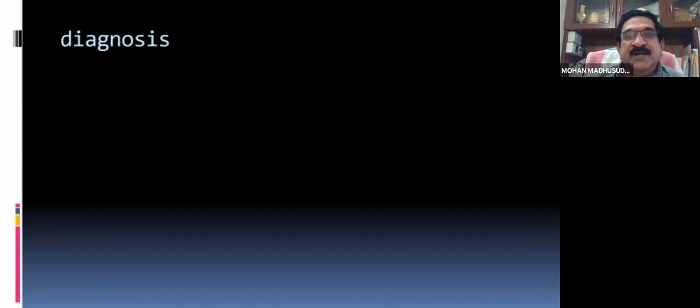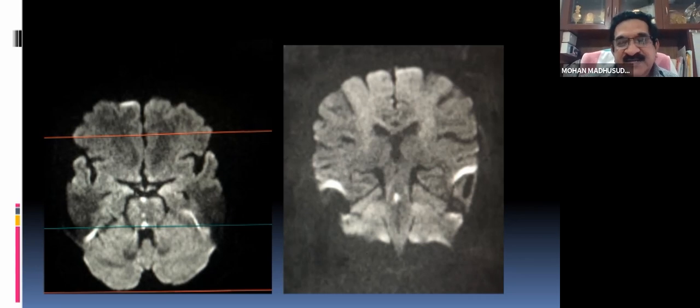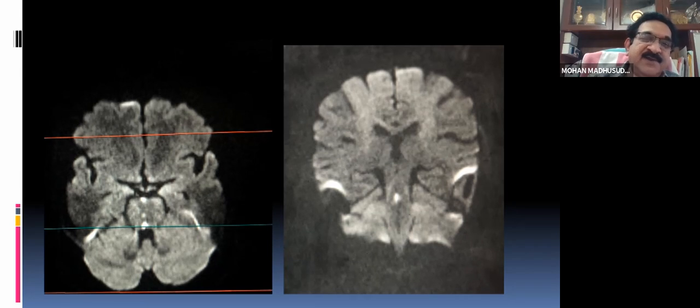Now, what investigation do you need? Obviously, MRI. The MRI shows a paramedian infarct. Now, classical teaching is that if you get bilateral INO, it's more likely to be MS rather than an infarct. I just got this case, not because of the rarity, only to show that bilateral INO can also occur with an infarct. It's a rare thing, but it still can occur.